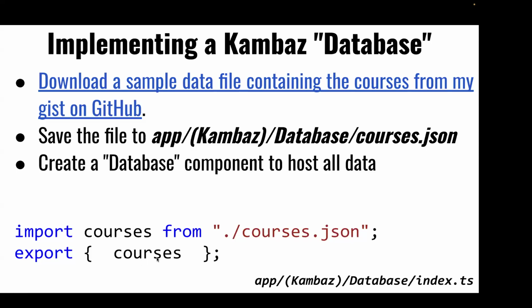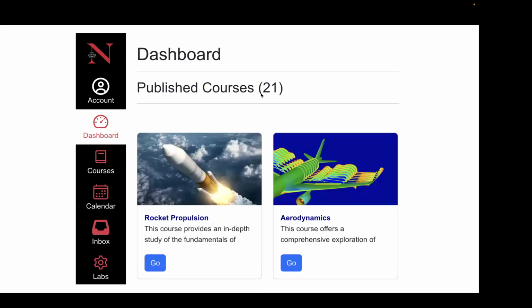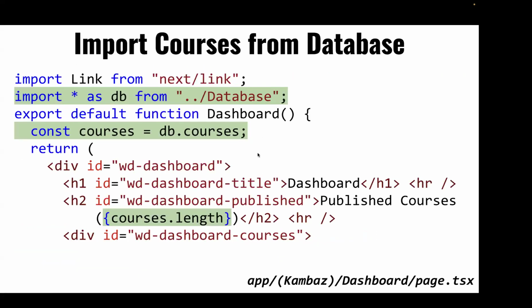Right now, just courses, right? Then from the dashboard, instead of copy, paste, copy, paste all these courses, what we can do is grab the courses from the database, right? Print out how many courses there are in parentheses. Here, these used to be hard coded. Now it could be dynamic. It's the length of the array of the courses.